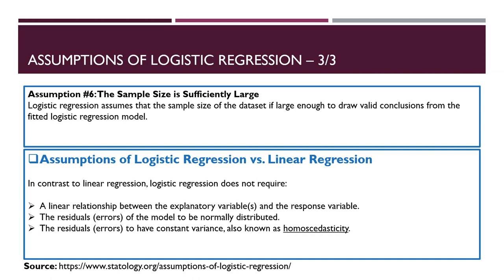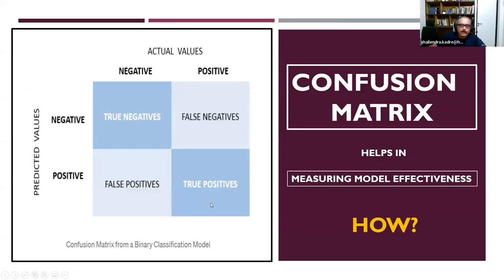Generally speaking, your number of features, or number of variables, should be less than the number of records, and the number of records should be more than 30. That is a general requirement. Okay, so then we go ahead.